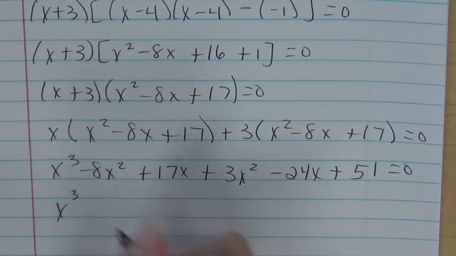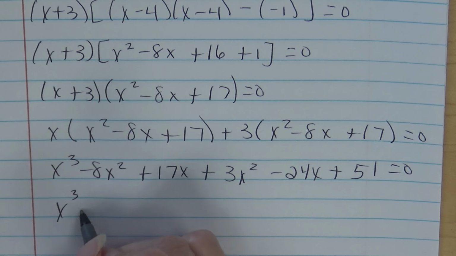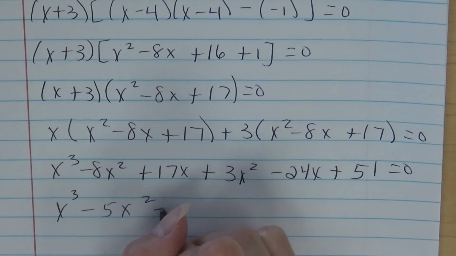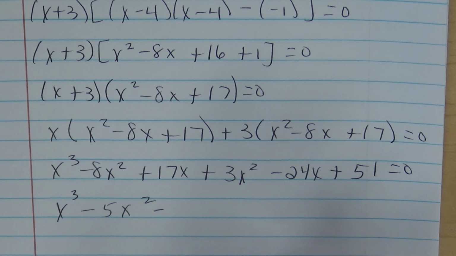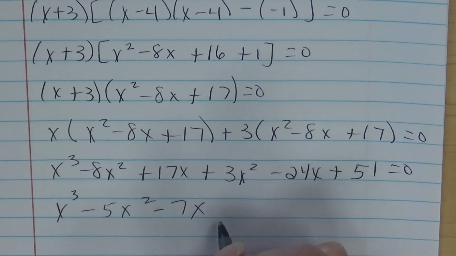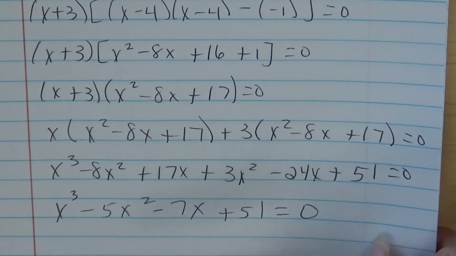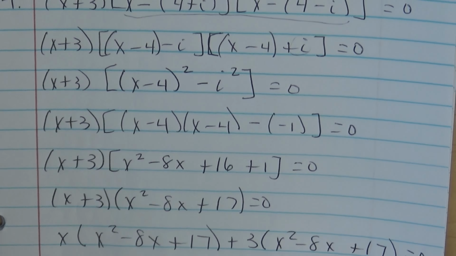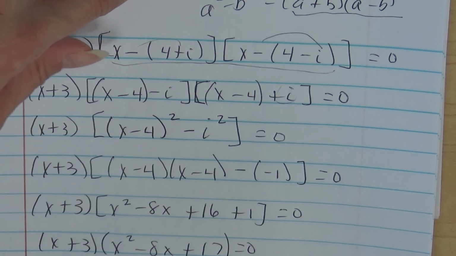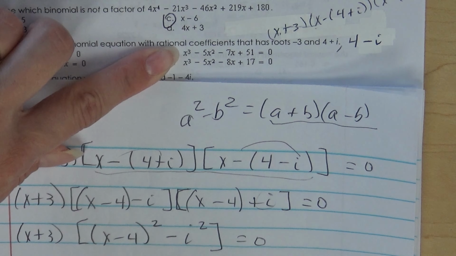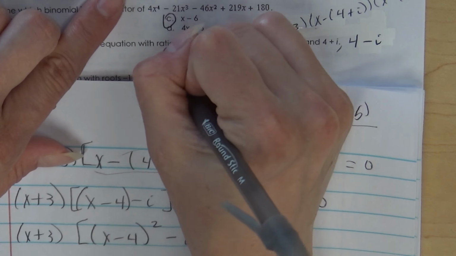So I have x to the third minus 5x squared, 17x minus 24x gives me negative 7x, plus 51 equals 0. So let's see if we can find that choice. Okay, looks like it's going to be C. x to the third minus 5x squared minus 7x plus 51 equals 0. So my answer is C.